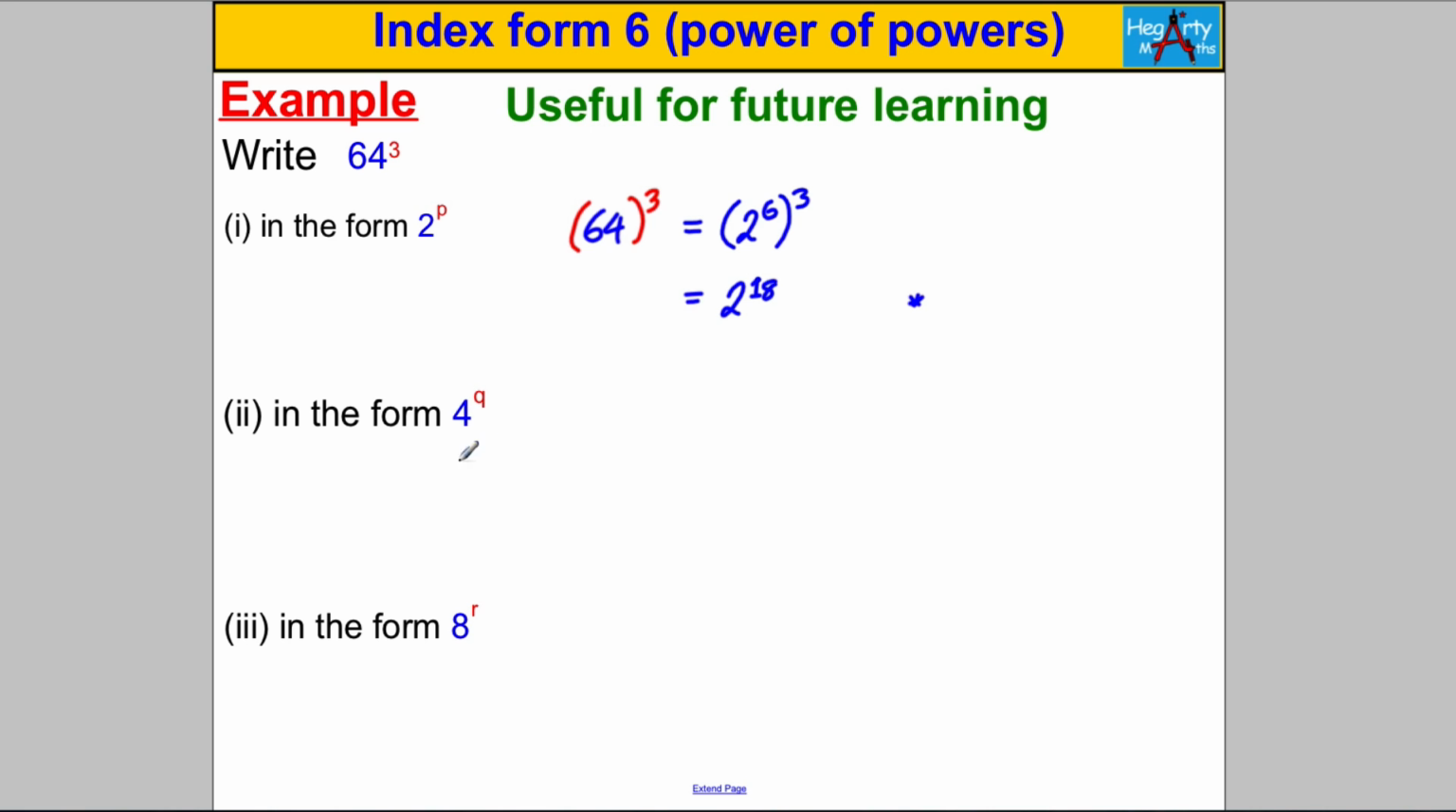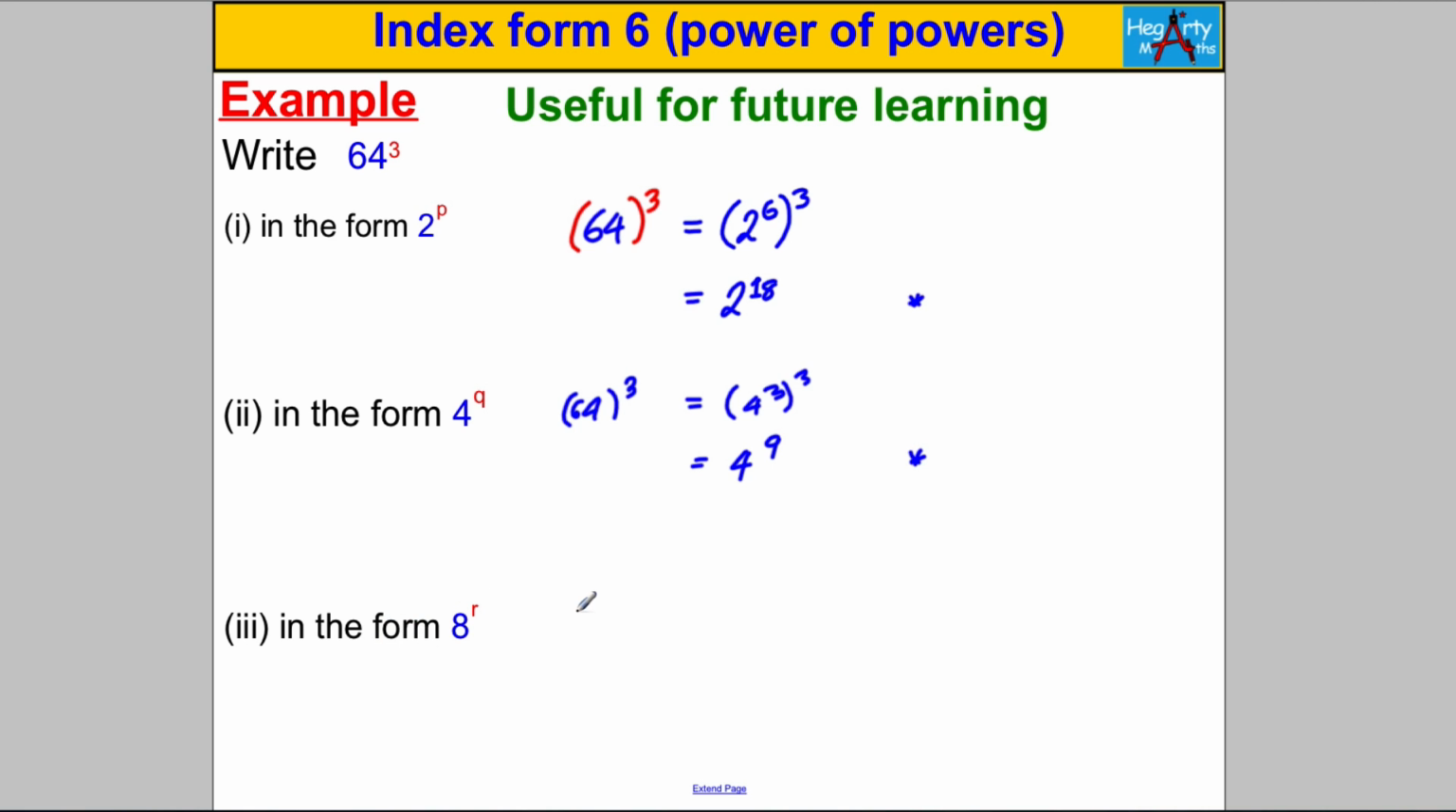Let's try the same thing, but this time we want the base number to be 4. So we're going to write 64 cubed as 4 to the power of something. Now 4 cubed actually gives us 64, doesn't it? Because 4 times 4 is 16, times 4 is 64. So we can replace the 64 with 4 cubed. Now we can just multiply the powers. That's going to be 4 to the power of 9. There we go. Another brilliant use of this little trick here. It's going to be so useful for later on in maths.